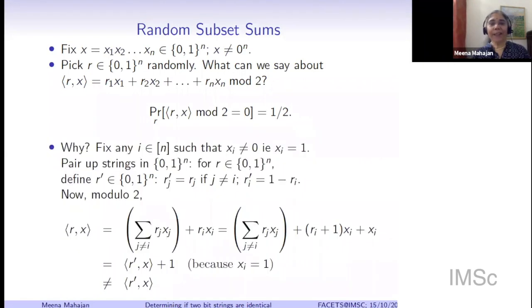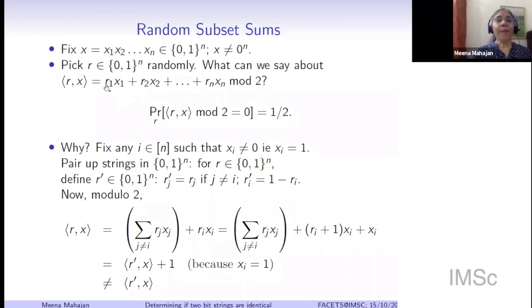Let me quickly show you a sketch, but if you would like to think about it later offline, you can skip the next 1 minute while I just go over this. So I'm trying to explain here why this probability is exactly half. Fix any i in n for which xi is not 0, xi is 1. We know that such an i exists because we started off saying that x is not all zeros. So I fixed this one i where xi is 1.